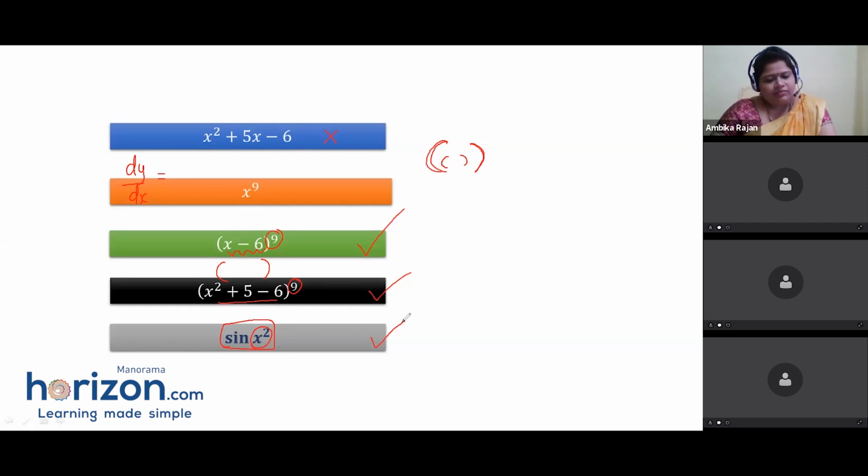Okay, students. Hope you all got the idea how it works. I hope you understood the lesson: what the chain rule is, why we are learning it, and when to go for this rule.